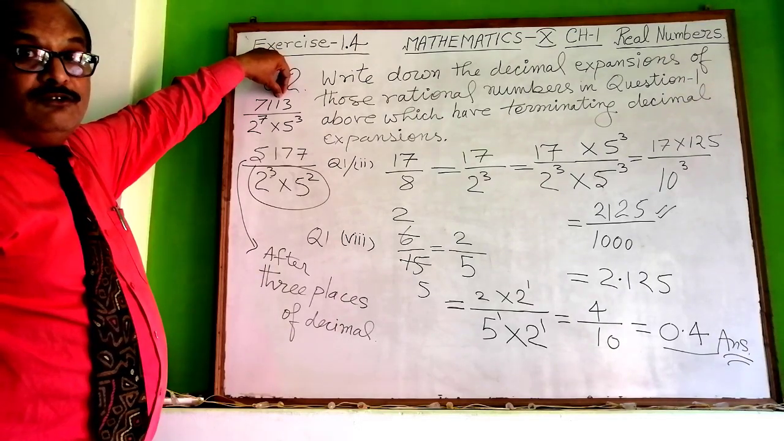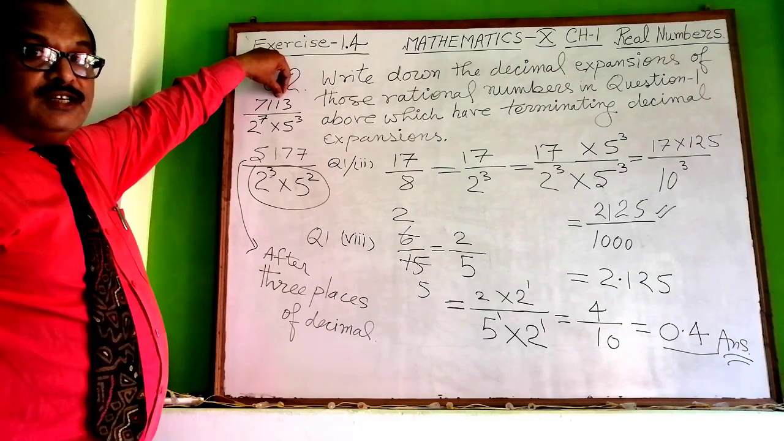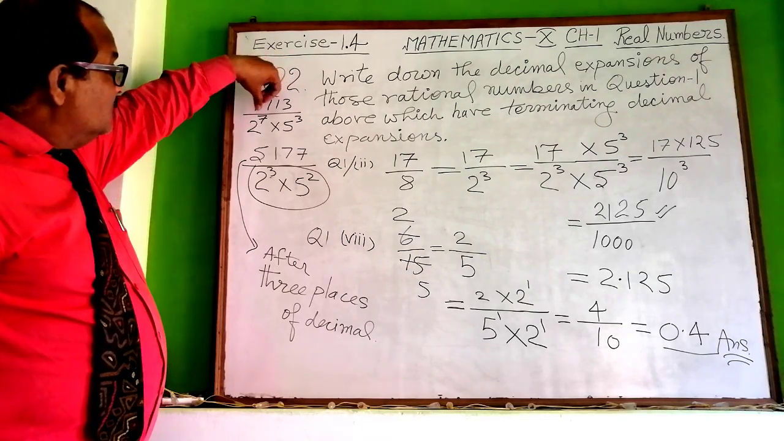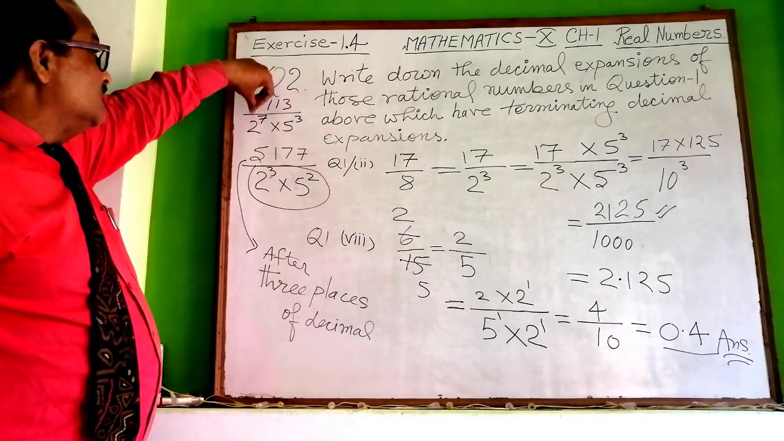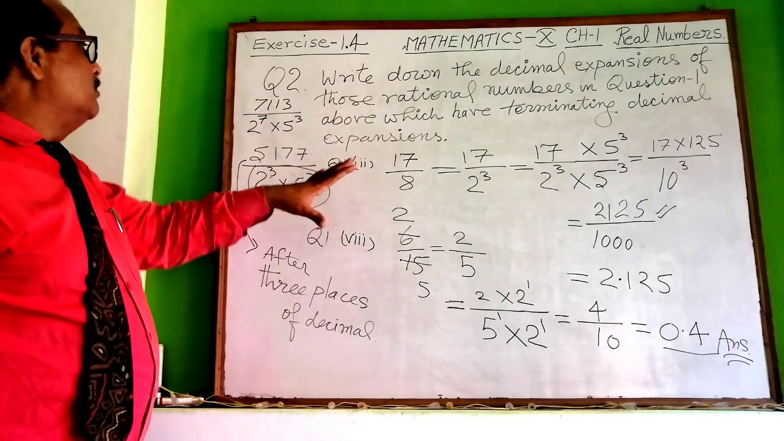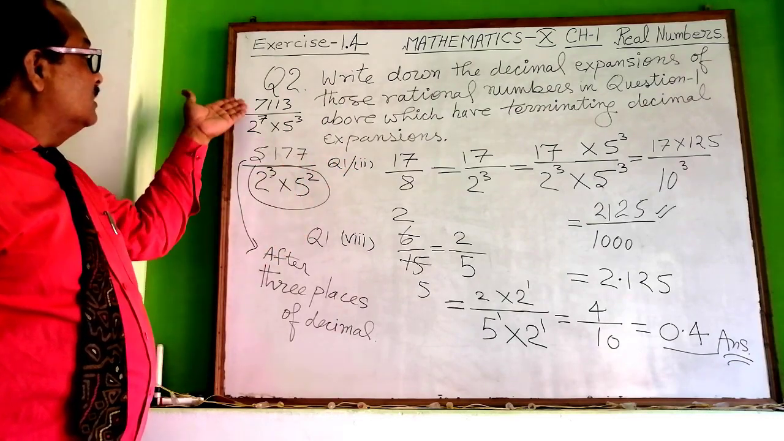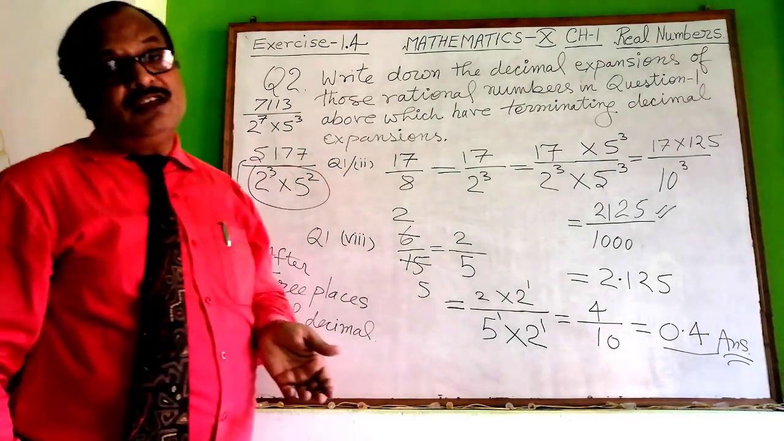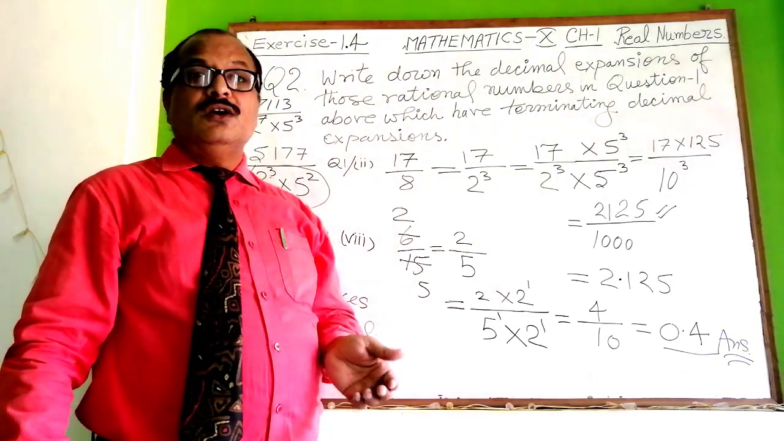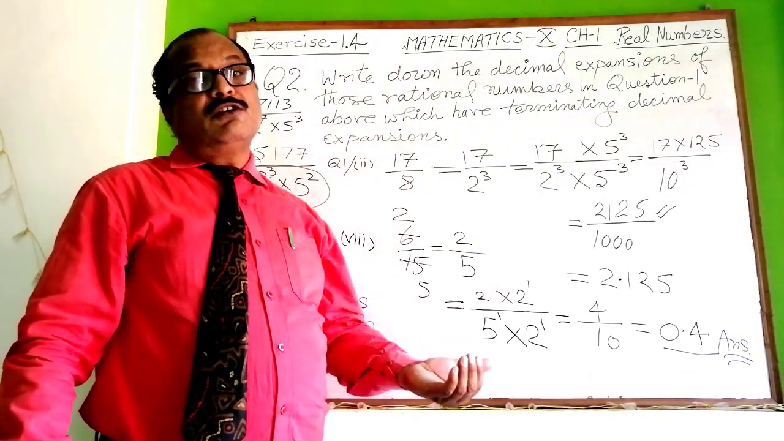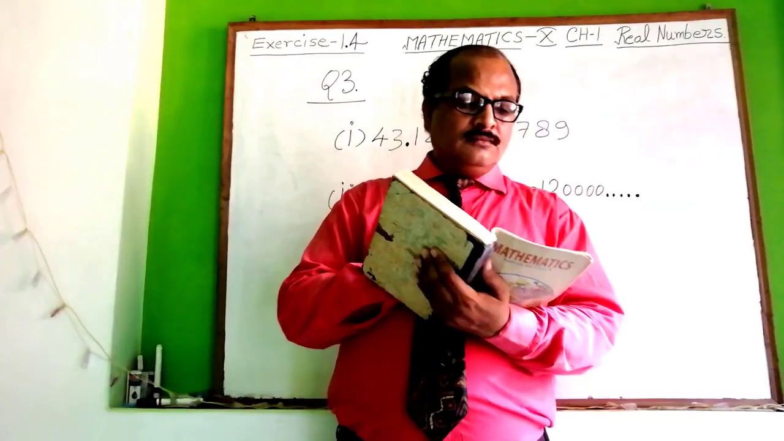So students, there is no need for actual division. You just see the power of 2 or 5, whichever is greater. The rational number will terminate after that same number of decimal places. Okay students, this is question number 2. You can do it totally based on question number 1.